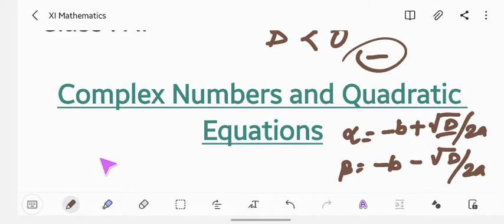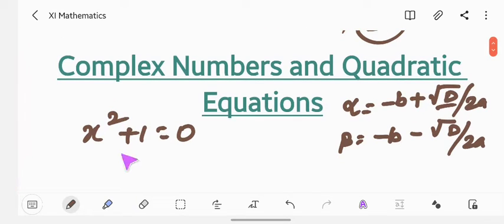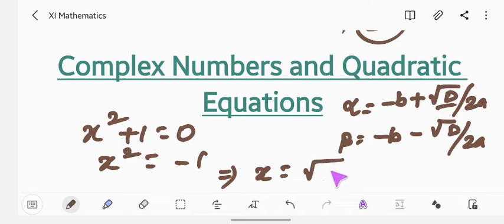By looking at one example here, x squared plus 1 equals 0. What is the value of x? So x squared equals minus 1 here, and x becomes the square root of minus 1. So x equals the square root of minus 1 is not a real number. This becomes the complex number. We'll read about this a little more in detail in the later part of this chapter.